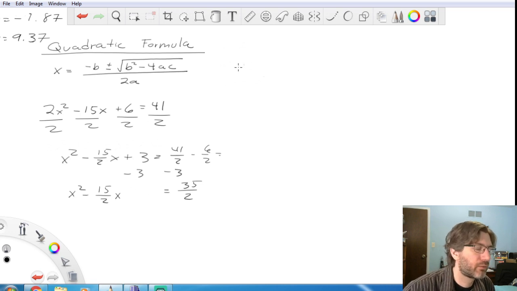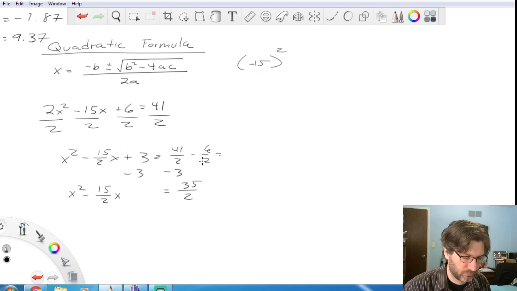So then again, you want that term that'll make this a perfect square, which is going to be your b term, negative 15 halves divided by 2, squared. And that's just going to be negative 15 squared, because again, you're going to multiply by the reciprocal. So that's going to be negative 15 squared, which we just did, that's your 225. You should note that number is familiar. So we're going to add 225 to this side, and that's going to make it a perfect square, but you're going to add it to this side as well.